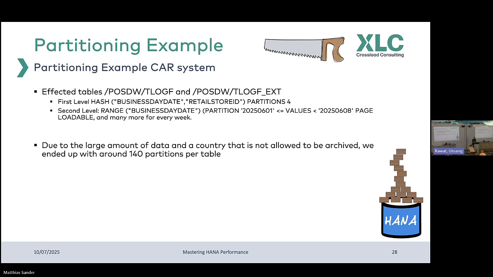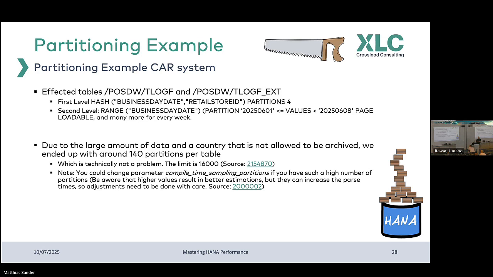So they had 140 partitions per table, which in the end is no problem for the SAP system, because as we learned before, we have partition pruning. In the standard code, the business day date is part of 99% of all the selects in the system. So normally the system only reads one partition of those 140 partitions because of the business day date. So it's no problem for the running system.